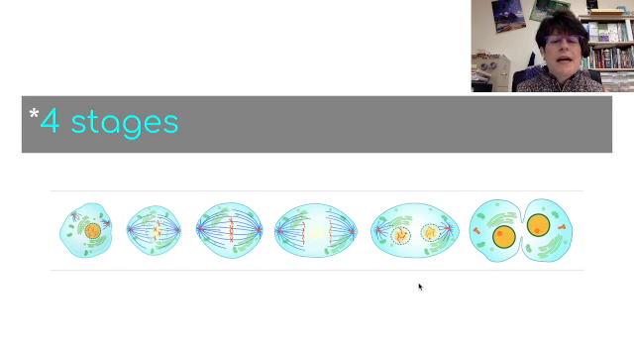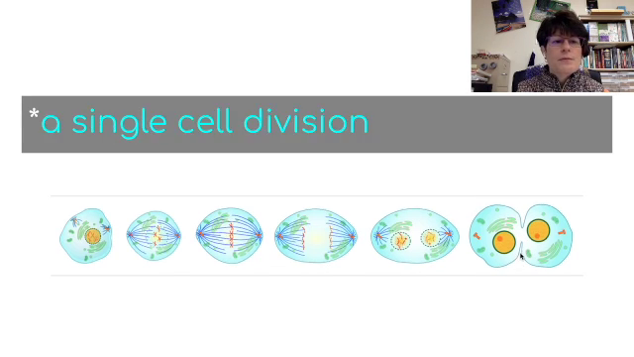Now, guys, I don't necessarily always have this stuff memorized, so I don't expect you to memorize each of the phases, but it is important to realize that two daughter cells that are identical to the parent are formed with the exact same number of chromosomes, and that it's a single cell division.